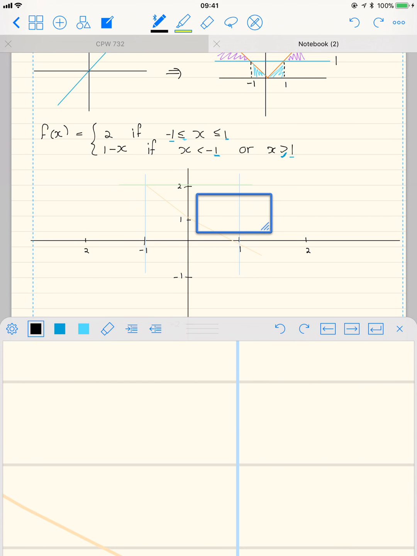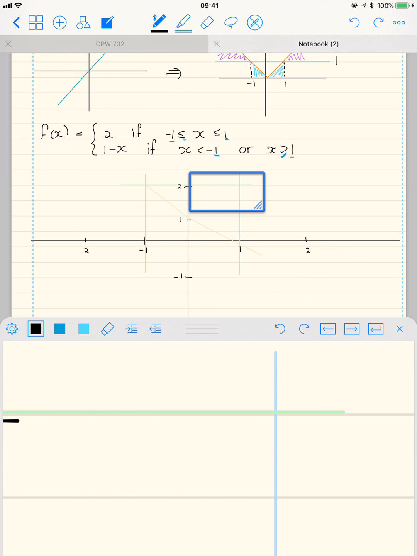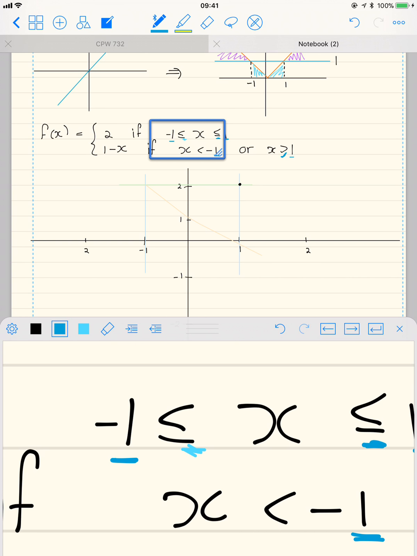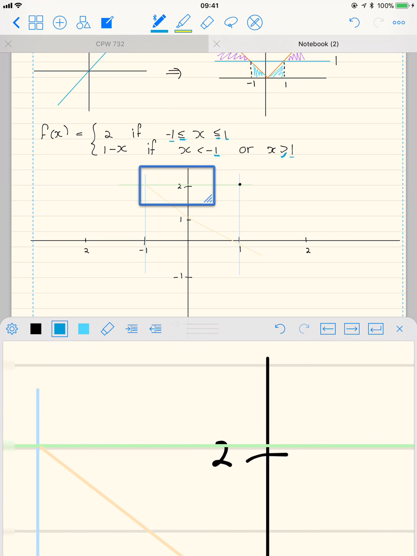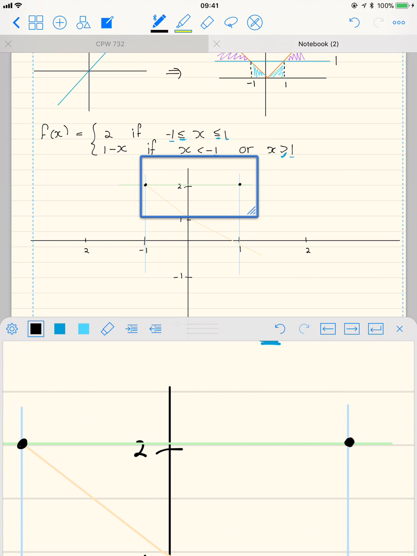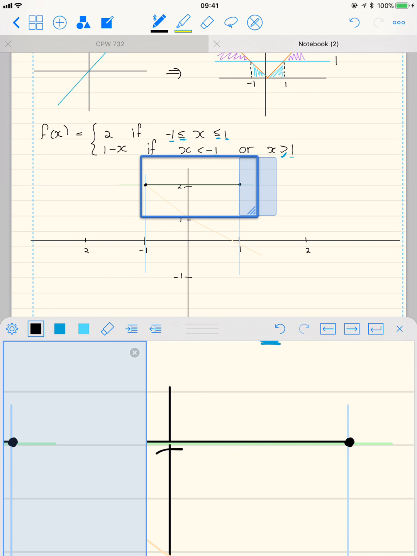So let's do the easiest function first, which is the first one. Y is equal to 2 when x is between minus 1 and 1, which is here. So there's 1. And it's a closed dot because we are saying they are included there and there. Okay, greater or equal to, and smaller or equal to. So it's a closed dot there, and it is a closed dot here. Okay, and then y is equal to 2 between those 2 points. So we have this function there.